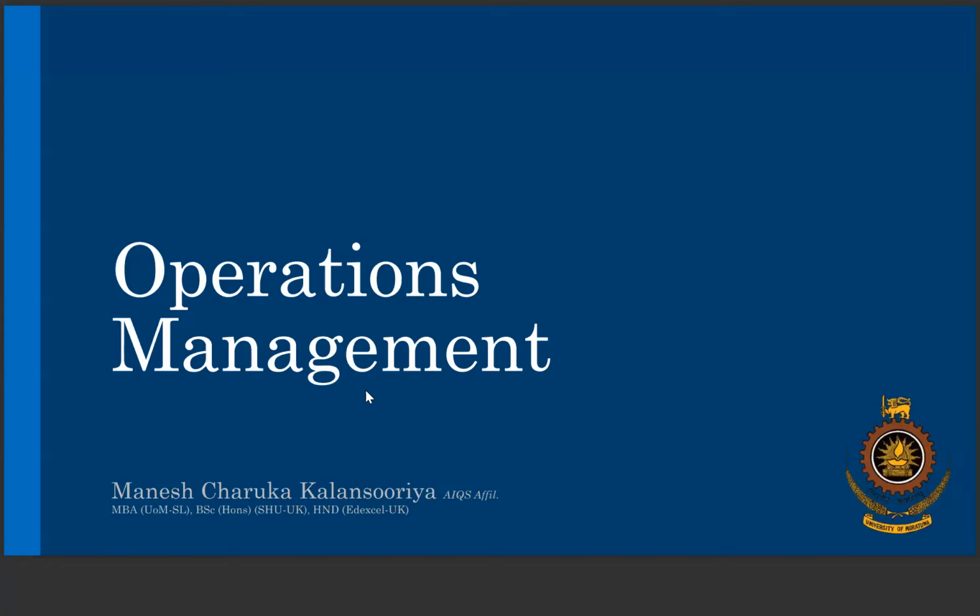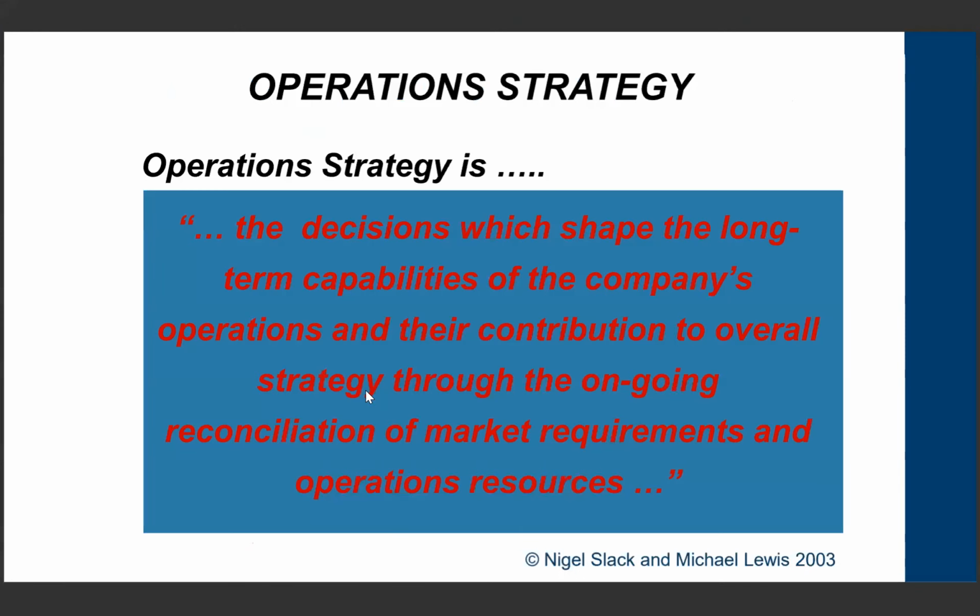So when we go back to our definition of operation strategy, now you will understand: the decisions which shape the long-term capabilities of the company's operations and their contribution to overall strategy through the ongoing reconciliation of market requirements and operation resources. Which means by combining market requirements and operation resources, we are doing our operation strategy, an ongoing reconciliation, and then we can finally achieve our company's long-term capabilities, which means the corporate strategy.